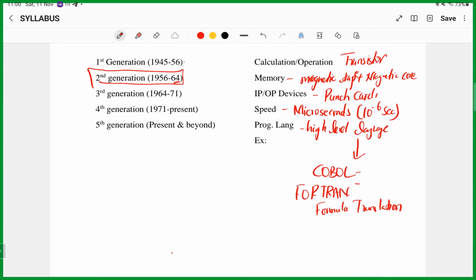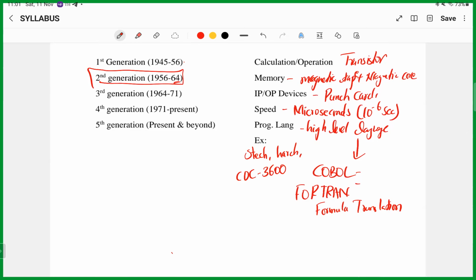Fortran is nothing but formula translation. Next, examples are not that important, they are not asked till now, you can write or sketch the examples of the computer architecture. Then CDC 3600. These are the examples of second generation computers.